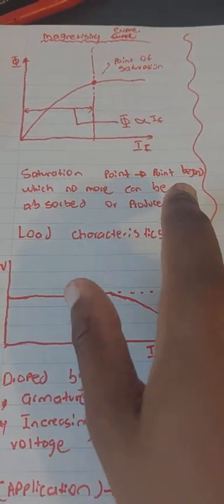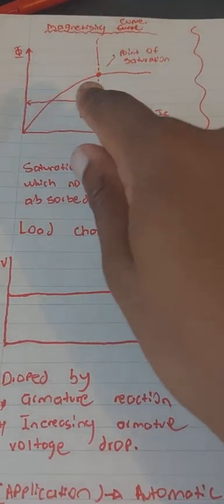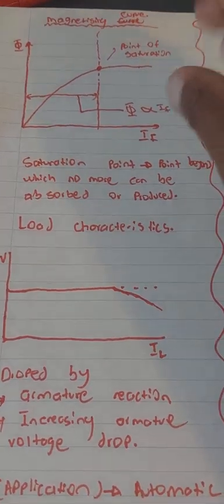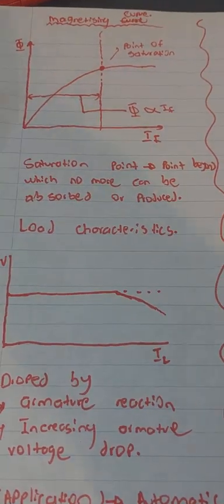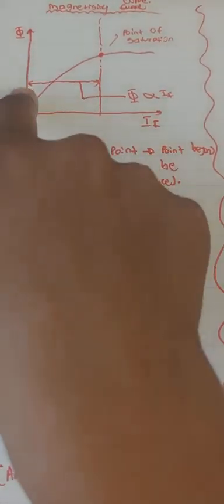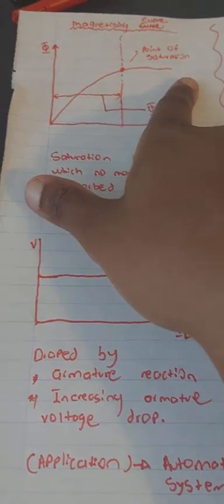A point of saturation is a point beyond which no more can be absorbed or produced. It can no longer increase. Beyond this point, no more can be absorbed or produced. Okay guys, and we also have the load characteristics. So let's return here again. The Weber and the field current increase proportionally. They both increase at the same time until they can no longer increase.